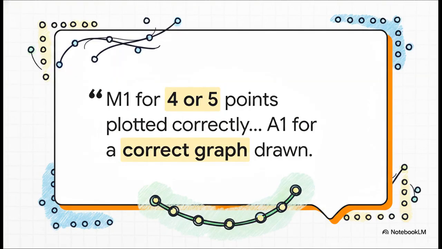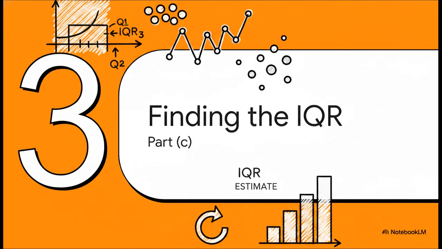And here's the cool thing about how the marks work. You get what's called a method mark, an M1, just for plotting most of your points in the right place. So even if you mess one up, you're not out of the race. Then, if you join them all up with a nice smooth curve, that's your accuracy mark, the A1, just like that, 2 more marks.